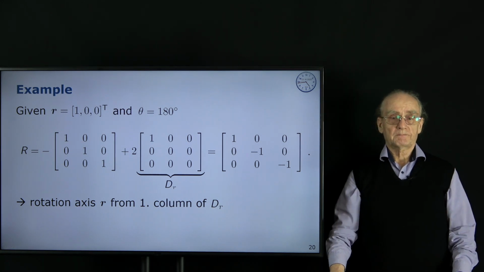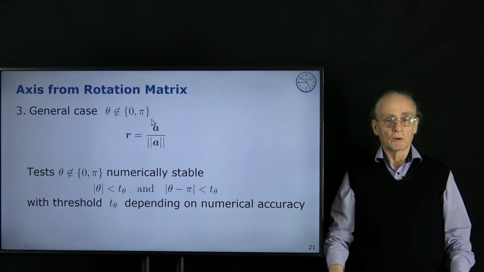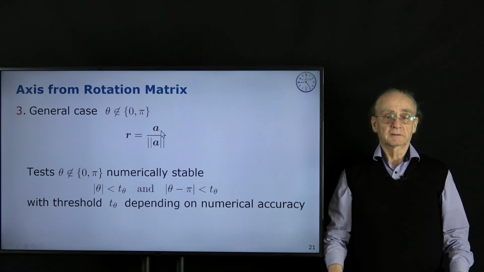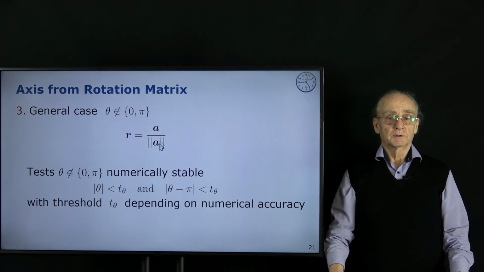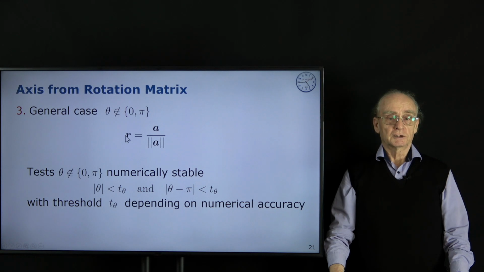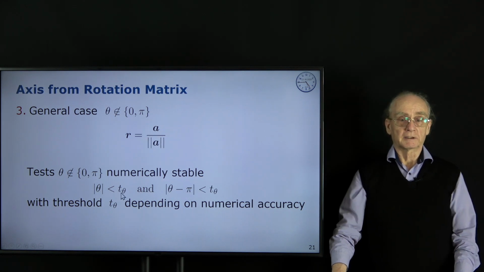So this is easy. And in case the angles are neither 0 nor pi, 180 degrees, we just take the relation between r and A. A was minus sine theta multiplied with r. So we just have to normalize this vector A and get the direction vector of the rotation axis. And of course, this is also stable. But of course, if we do it in programming, we do not check for exactly 0 or pi, but we have to check whether the value is close to 0 or close to pi with some tolerance depending on the numerical accuracy.